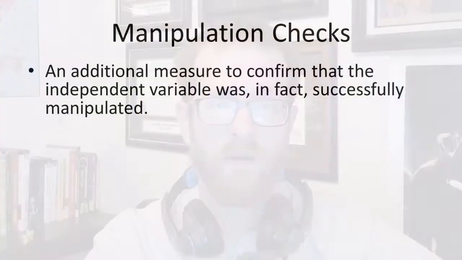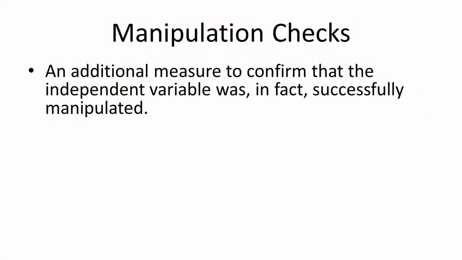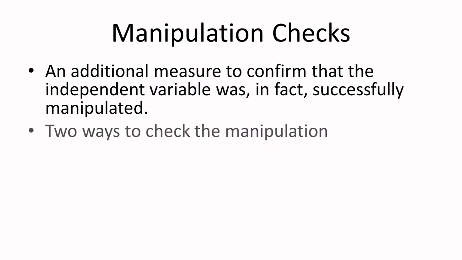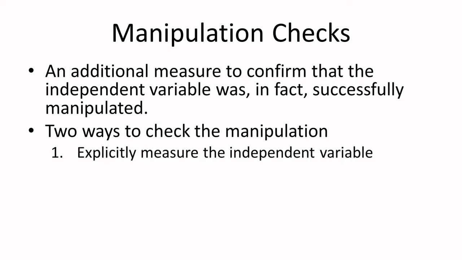An additional measure you can use to make sure that your independent variable was in fact manipulated the way you expected it to be is called a manipulation check. Manipulation checks are also pretty commonly included as additional dependent variables. And there are basically two ways you can check your manipulation. You can explicitly measure the independent variable.